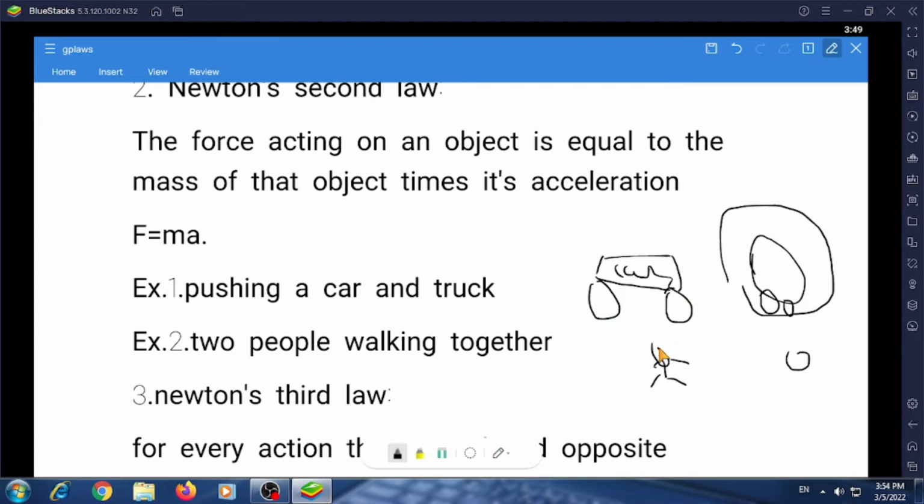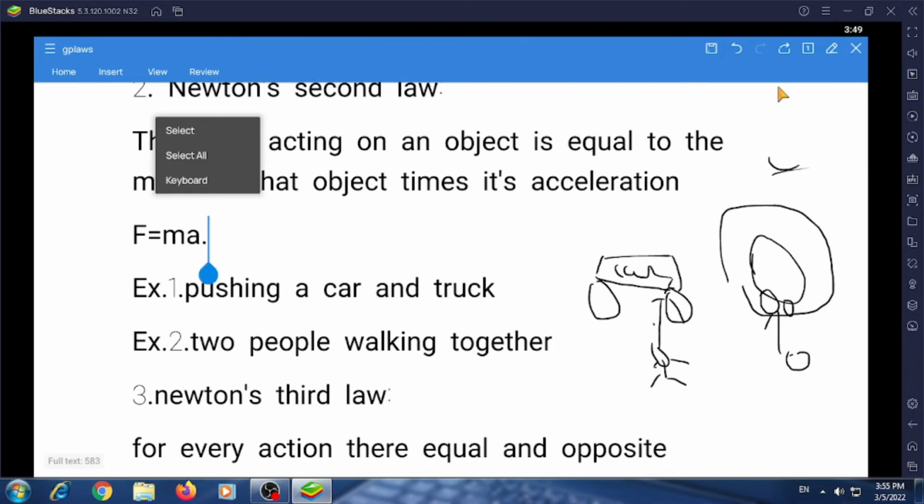Which one will get accelerated more quickly? Obviously the car will be easily pushed by this man, and the truck needs more manpower to displace it from this position to this position. So what we learn from this is that the mass is directly proportional to the force. The more force you apply, the more the acceleration.